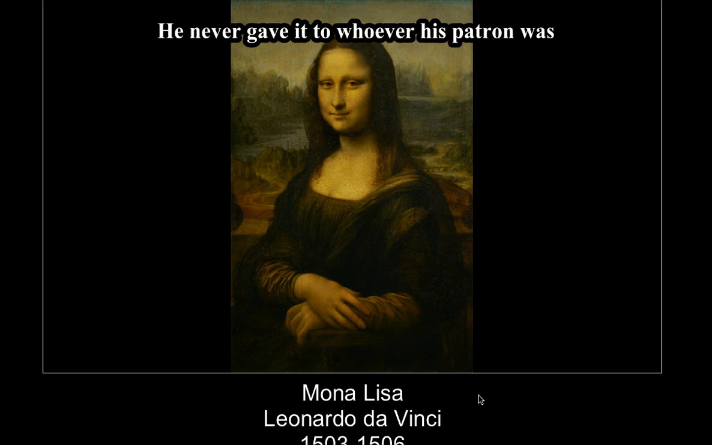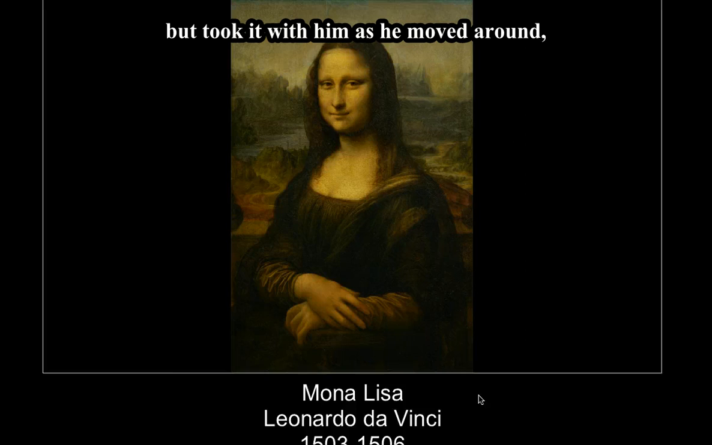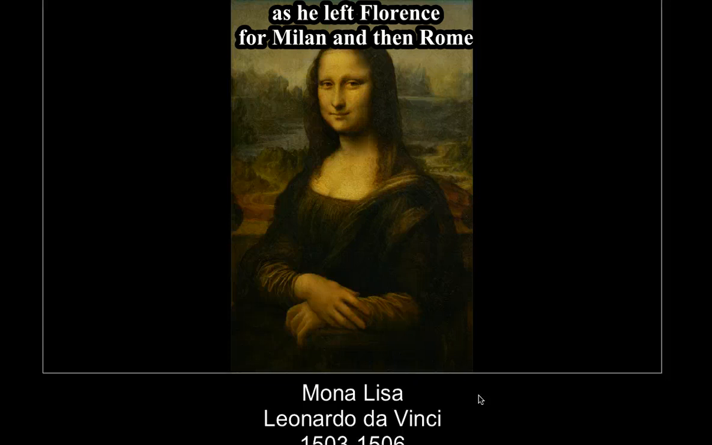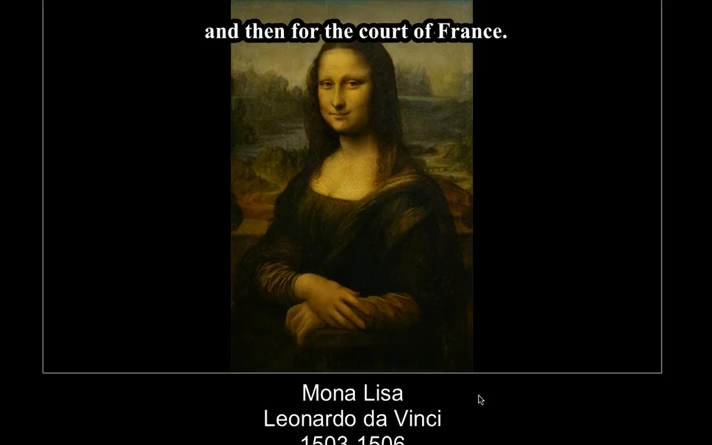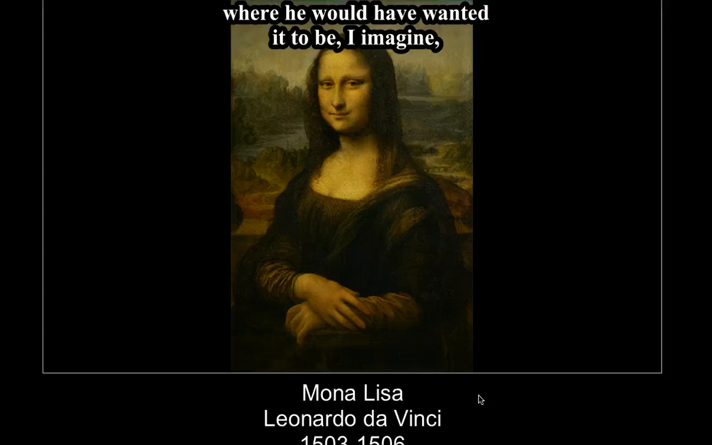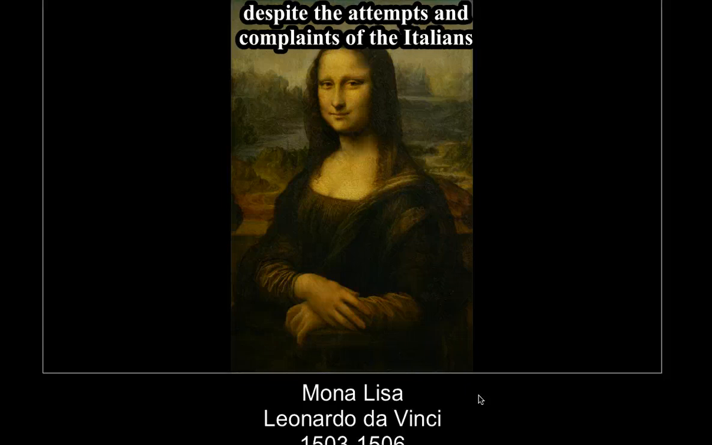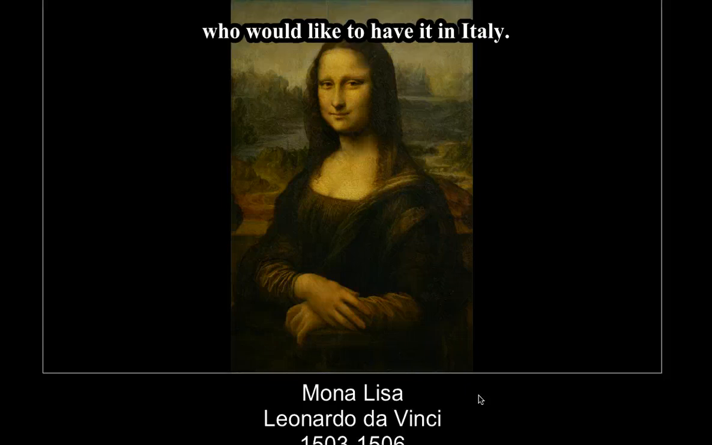He never gave it to whoever his patron was, but took it with him as he moved around, as he left Florence for Milan and then Rome, and then for the court of France. He had it with him the whole time. He had it with him when he died, and it is in France, at the Louvre, where he would have wanted it to be, I imagine, despite the attempts and complaints of the Italians who would like to have it in Italy. So that is who she is, but that's only part of the question.